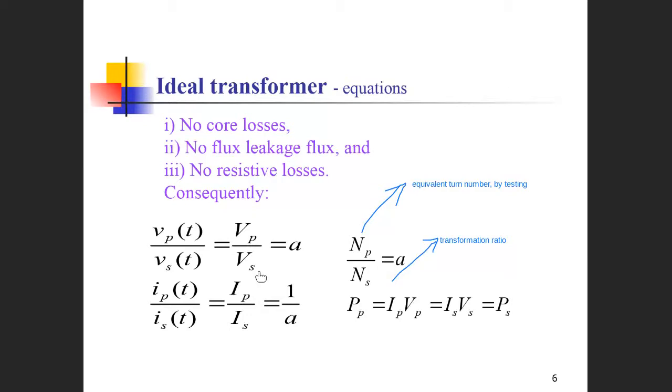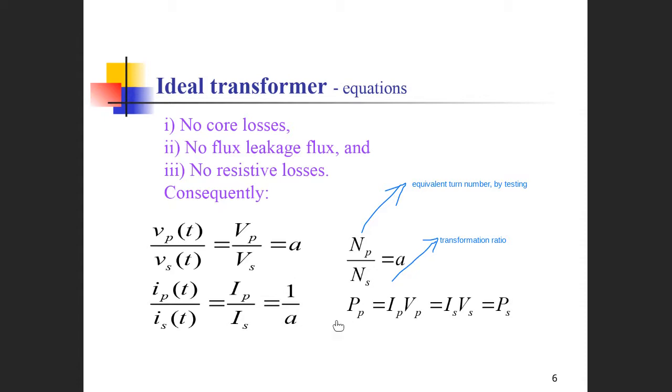As a result, there are ratios of the voltage between primary and secondary, for both the instantaneous values, the time variations, and the root mean square values. For AC systems, we have the primary instantaneous values, the secondary instantaneous values, and the primary and secondary root mean square values. The ratios depend on the transformation ratio.